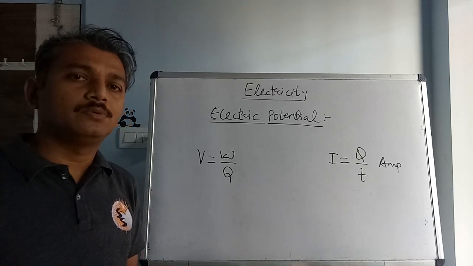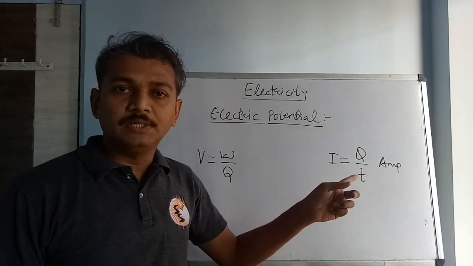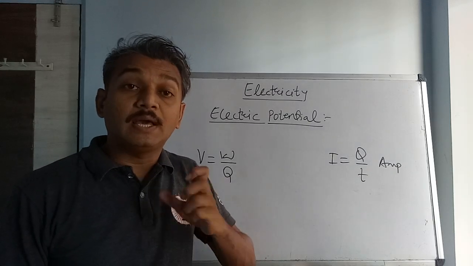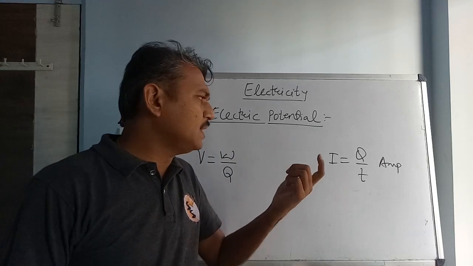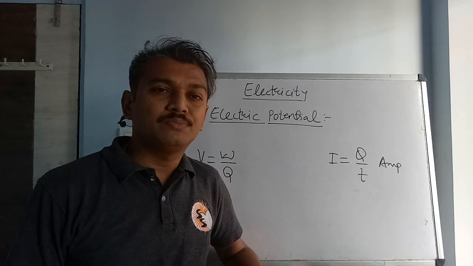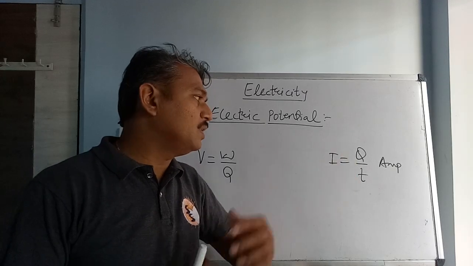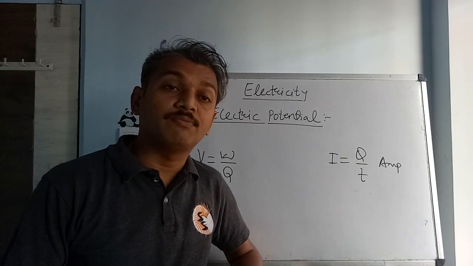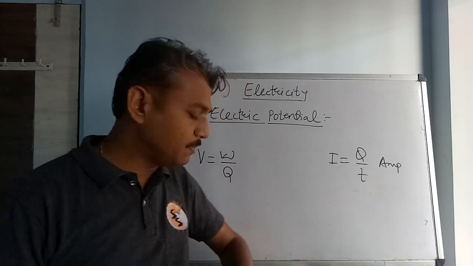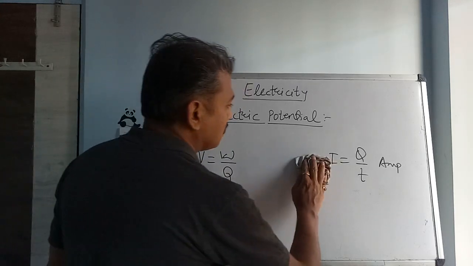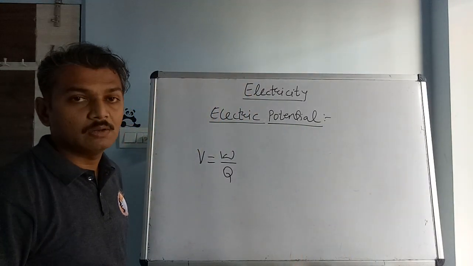As we were talking about current, I is equal to Q by T, that is measured in amperes. The unit to measure is ampere. So it can be asked in the exam, what is 1 ampere? Simply it can be said that when 1 coulomb of charge is flowing in 1 second, that can be said as 1 ampere. Now moving on to the second one, that is electric potential.